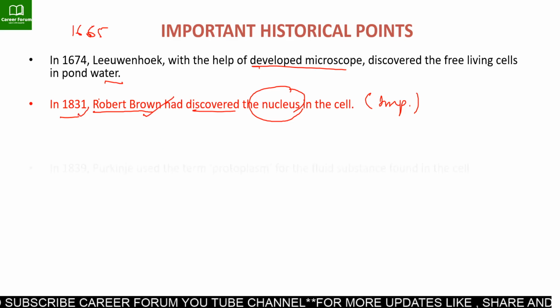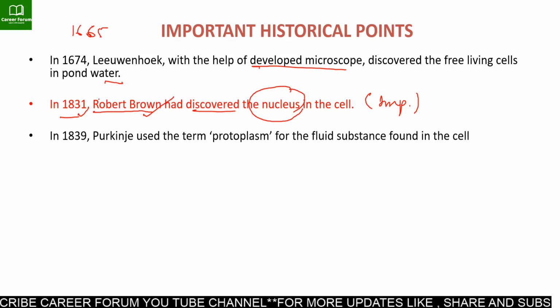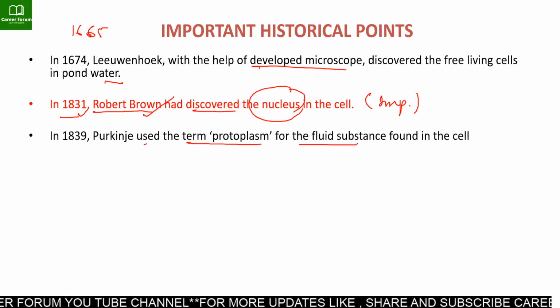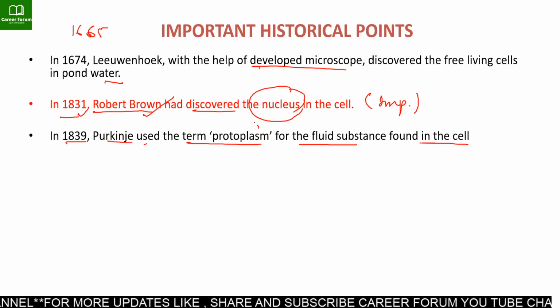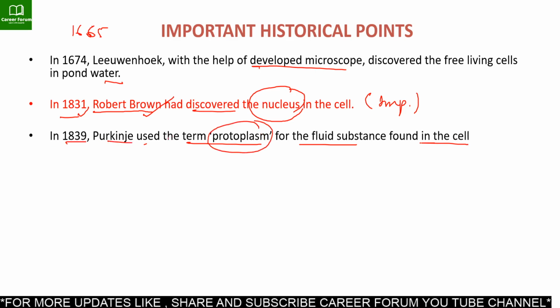Okay. Now the third point is, in 1839, Purkinje used the term protoplasm for the fluid substance found in the cell, which is now known as cytoplasm. So this is again an important point. In 1839, Purkinje used the term protoplasm for the fluid substance found in the cell, which is typically jelly-like.